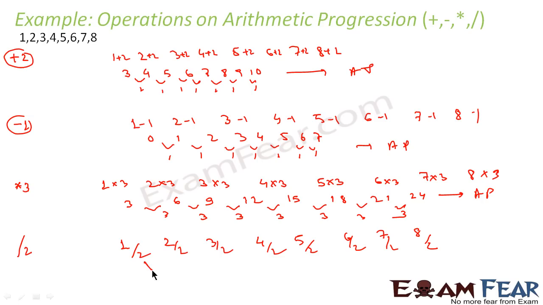The difference between 1 by 2 and 2 by 2 is 1 by 2, 2 by 2 and 3 by 2 is again 1 by 2, and the same holds for each following pair up to 7 by 2 and 8 by 2. You see the difference is constant, 1 by 2. So we can say that this is also an AP.